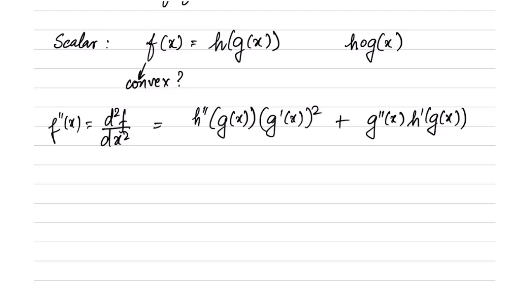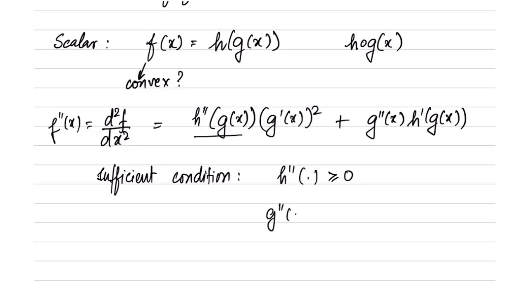Now when is this positive? Of course, one of these terms could be negative and the other positive, so that the sum is positive, but we are not considering that case. Let's consider a simpler case when both of them are positive. If both of these terms are positive, then definitely f double prime of x would be positive. So that would be our sufficient condition. The sufficient condition is that h double prime is greater than or equal to 0, so that this term would be positive. g prime of x squared is automatically positive.